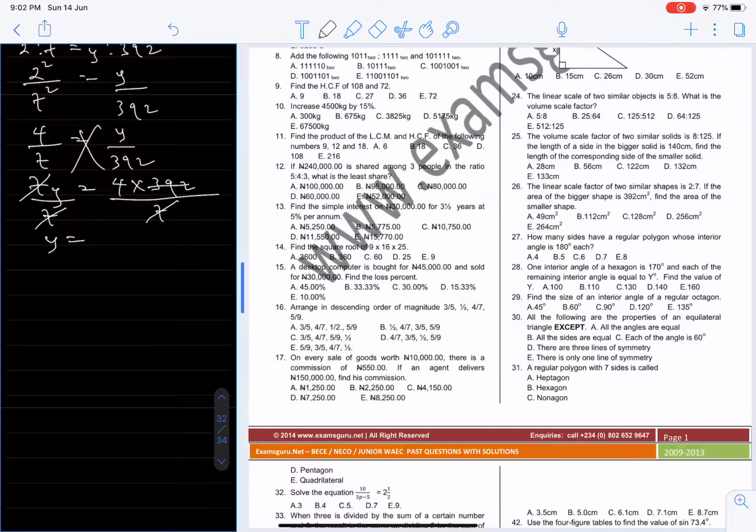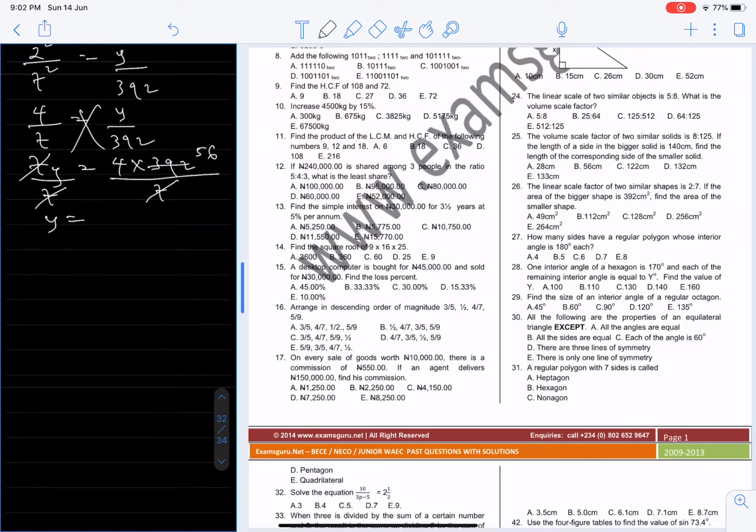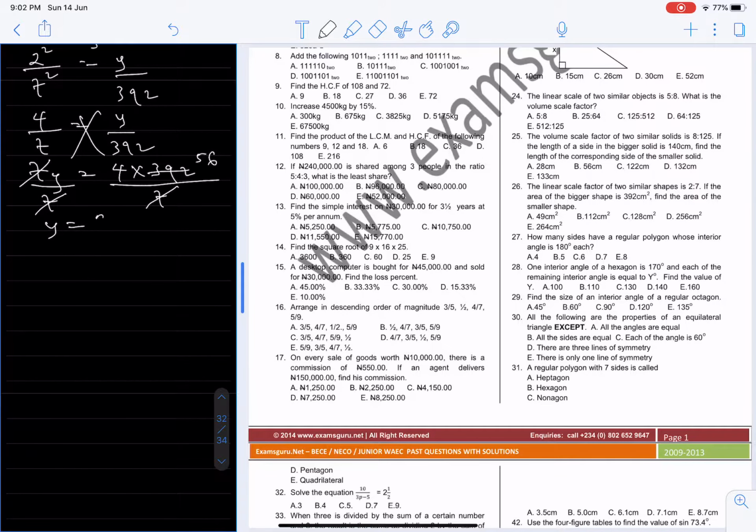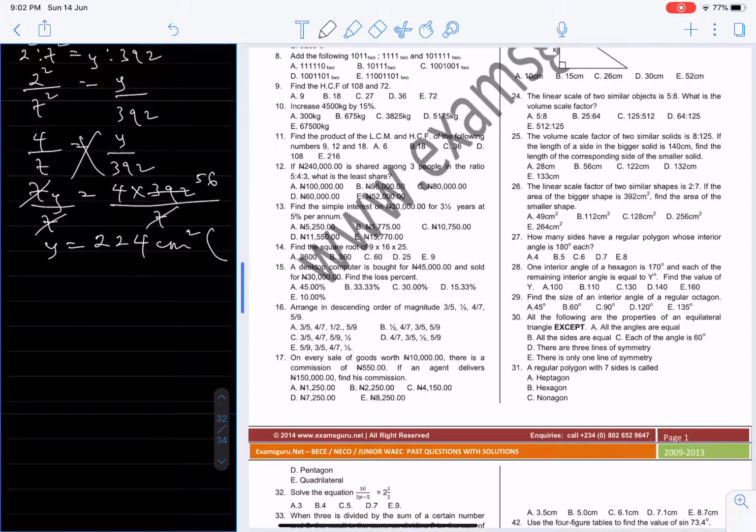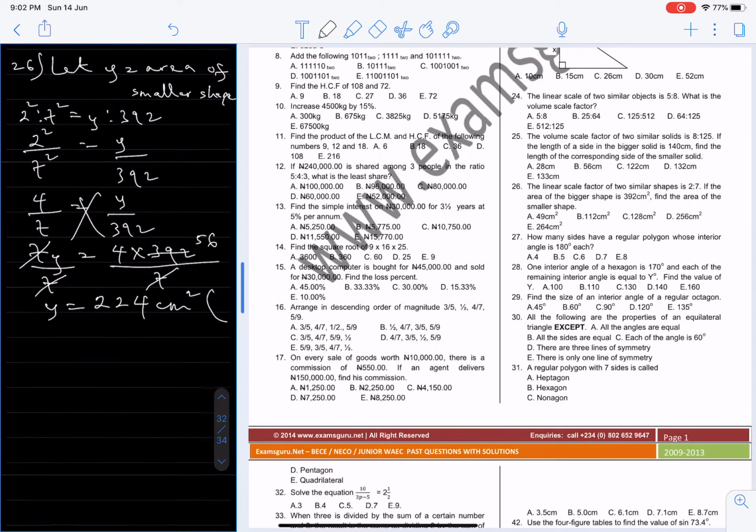7 in 39 is 5. 7 times 5, 35, remaining 4. 7 in 42 is 6. And the answer is 4 times 56, which is 224. 224 centimeters squared. That's the area of the smaller shape. And what's the correct option? 224 centimeters squared should be correct. Let's see. I hope I didn't make a mistake.